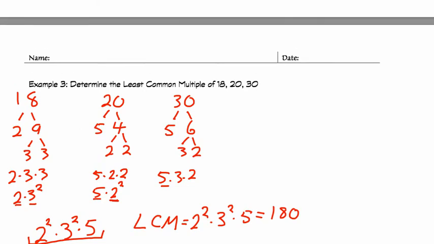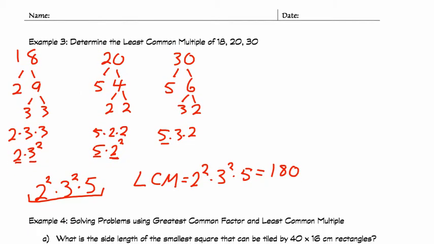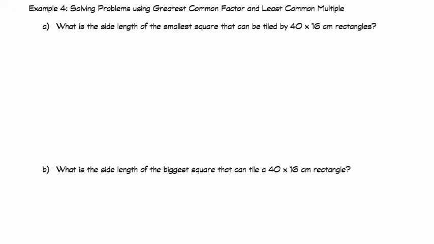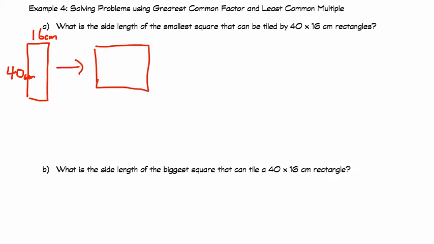Next, we will be solving problems using the least common multiple and the greatest common factor. First, we will try to find the side length of the smallest square that can be tiled by 40 by 16 centimeter rectangles. So in this question, we have rectangular tiles that are 40 centimeters by 16 centimeters. We want to know what the smallest square will be that we can make using these 40 by 16 rectangles.